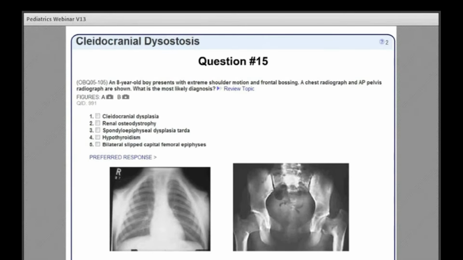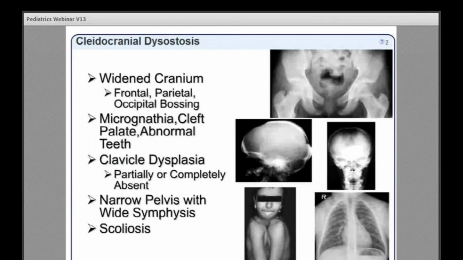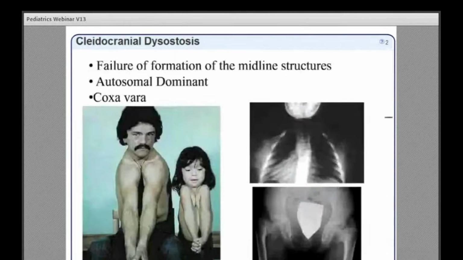So they want to know what the most likely diagnosis is: cleidocranial dysplasia, renal osteodystrophy, spondyloepiphyseal dysplasia, hypothyroidism, or bilateral slip capital femoral epiphysis. Cleidocranial dysplasia, or dysostosis, has all the typical stigmata mentioned in the previous question: a widened cranium, micrognathia, clavicle dysplasia, complete or partial absence, a narrow pelvis without symphysis, and scoliosis. Failure of formation of the midline structures, autosomal dominant penetration, and bilateral coxa vara are typical stigmata.